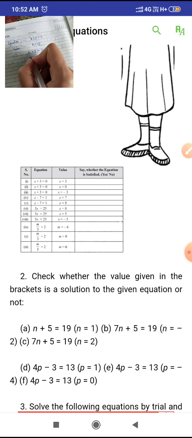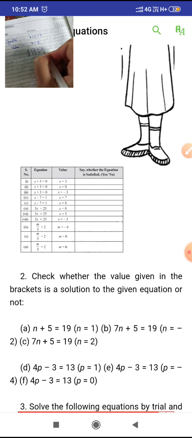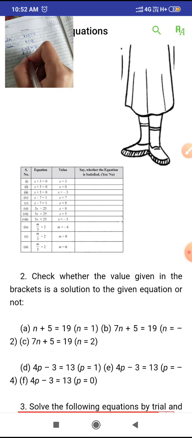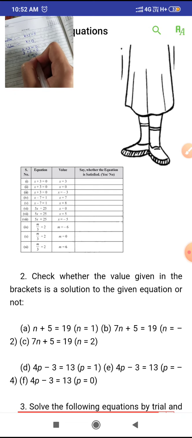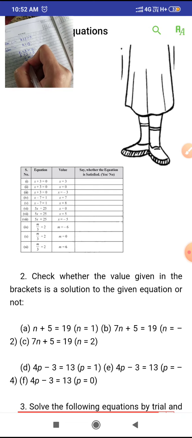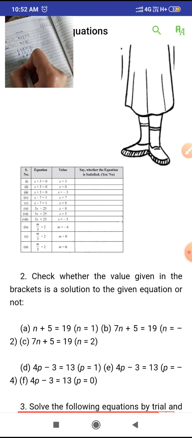So in the left side, in the place of x we put 3. So we have 3 plus 3 is equal to 0. Right side remains as it is. Then in the next line we have 6 is equal to 0. As we all know, 6 can never be equal to 0, so this equation is not satisfied.